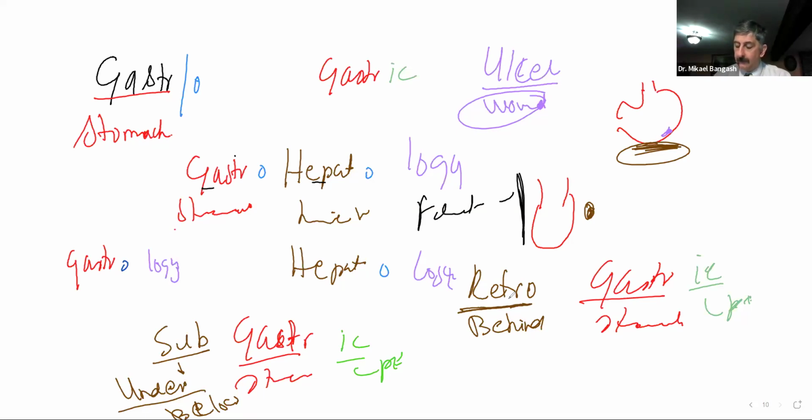Did you guys get that? So subgastric will be below the stomach. Retrogastric, behind the stomach. Any questions or concerns, guys?